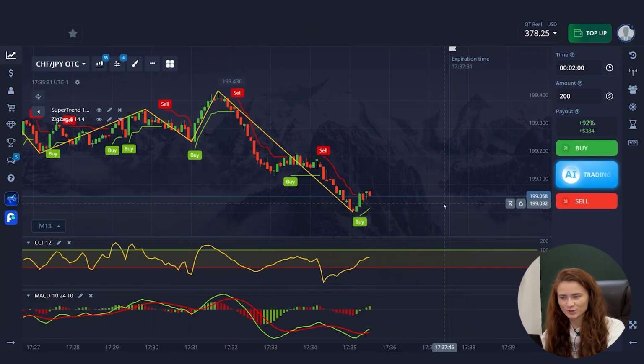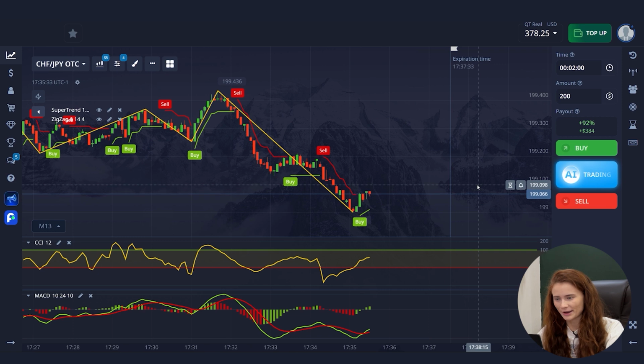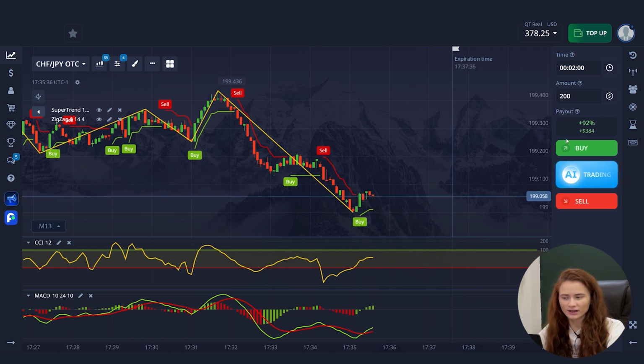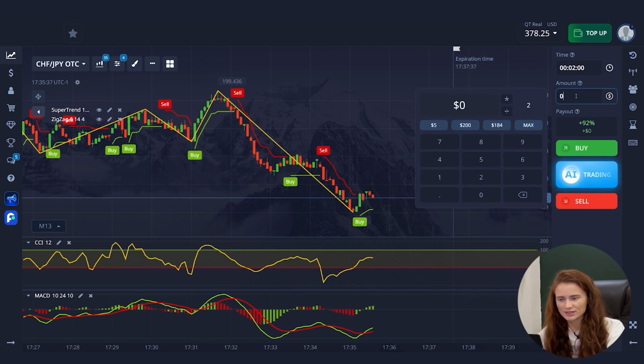Look, it's a great situation to raise the capital. Let's open a trade here. The amount of the trade is already $378 and I think the price will increase. So we press the buy button to open the trade.